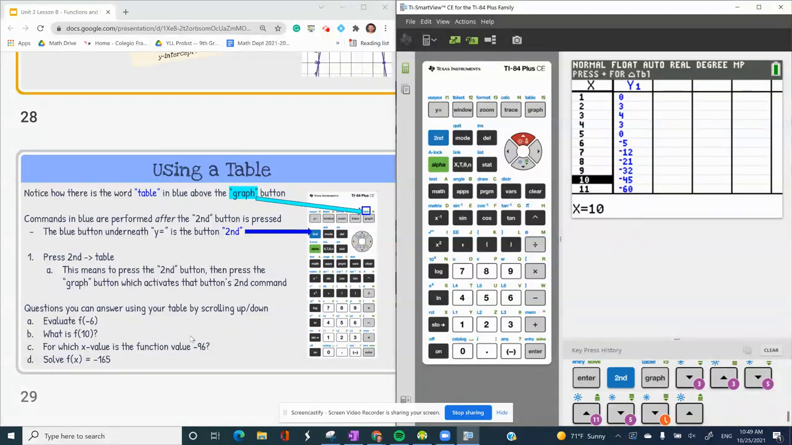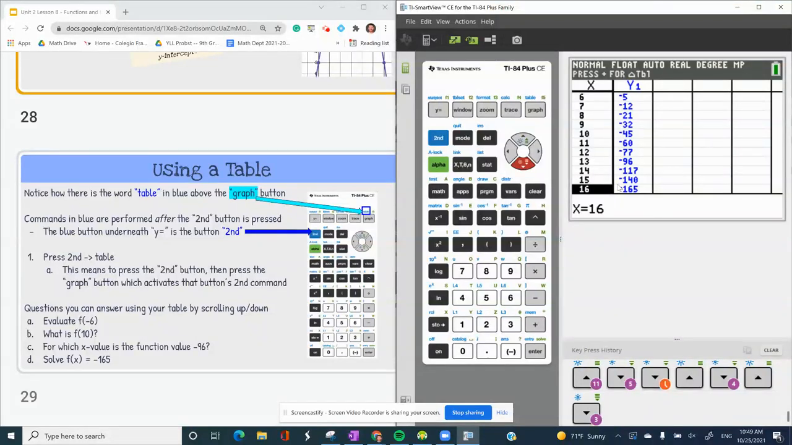The x value for which the function value is -96. So we want -96 in the second column. Let's scroll down and, oh, there we go. X equals 13 is the answer for part C. And then finally, solving for f of x equals -165. So now we want a -165. So let's keep scrolling. Oh, there we go. X equals 16 is the answer to part D. So those are some ways we can use the table to evaluate functions or solve functions.